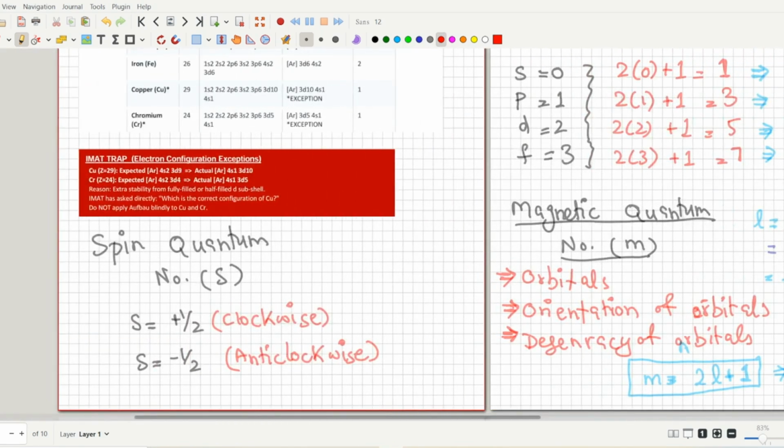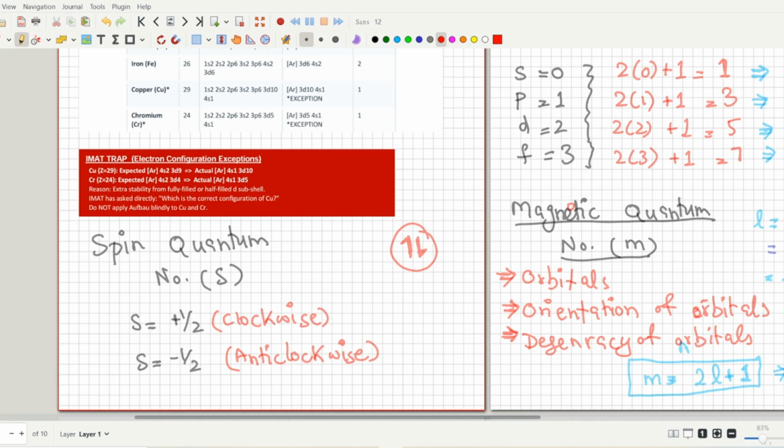Even if they are in the same orbital, they can't have the same spin. They must have opposite spin. So there can be only 3 quantum numbers that are the same for 2 electrons. They could be in the same shell, in the same subshell, even in the same orbital, but they can never have the same rotation. One has to be clockwise and one has to be anti-clockwise. That's how 2 electrons are stable in an orbital.